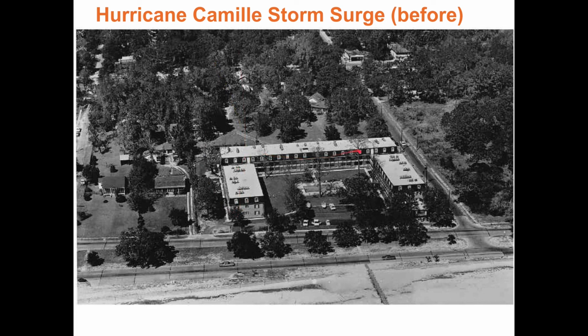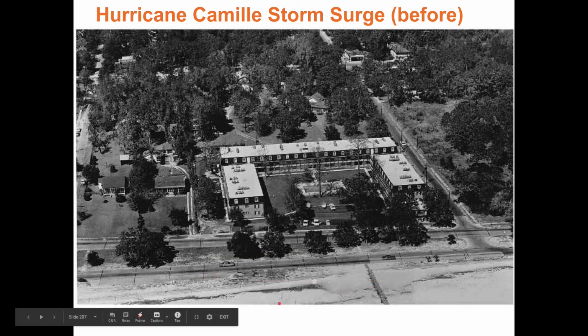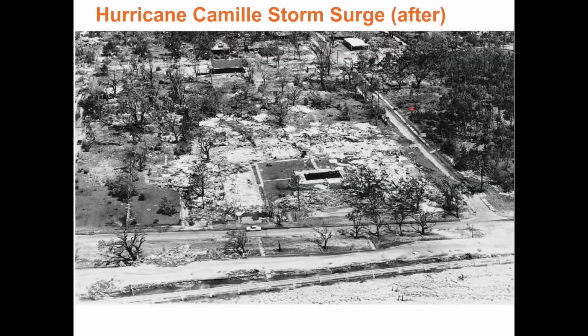These are the Richelieu Arms apartments in Mississippi. This is sand because we're right across the street from the beach. These people were ordered to evacuate. They evacuated, which was a really good thing, because that's the way the apartment building looked after.